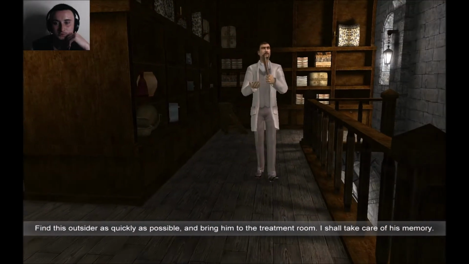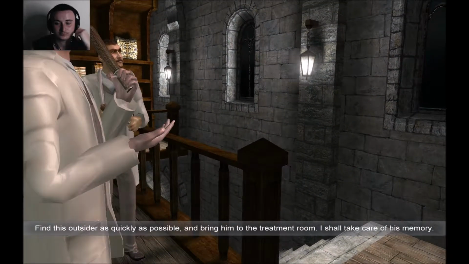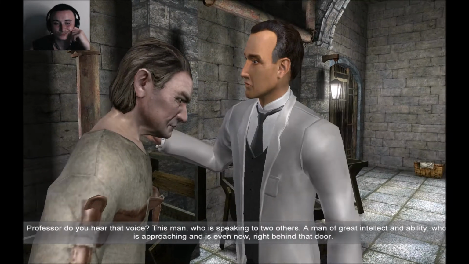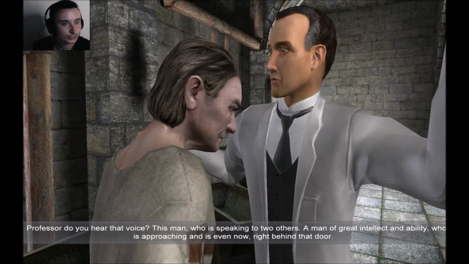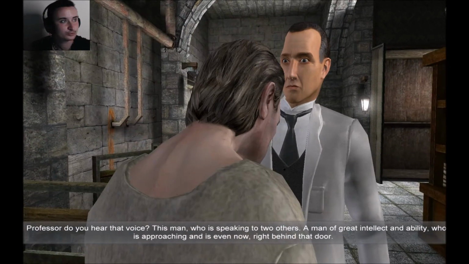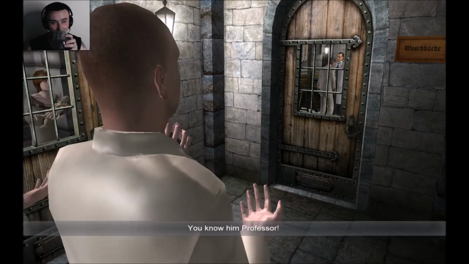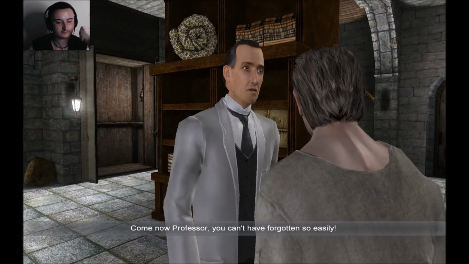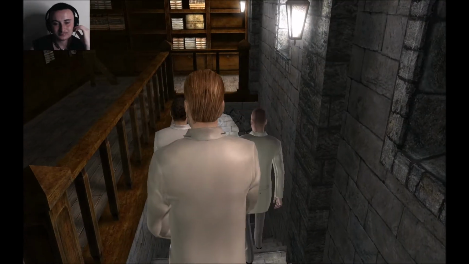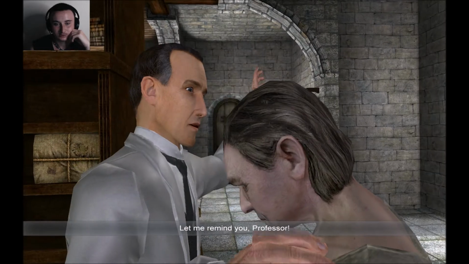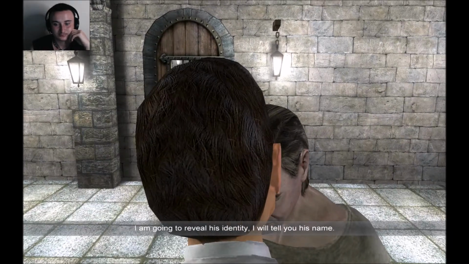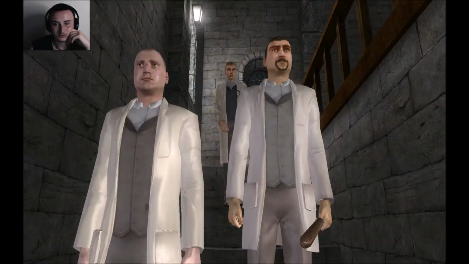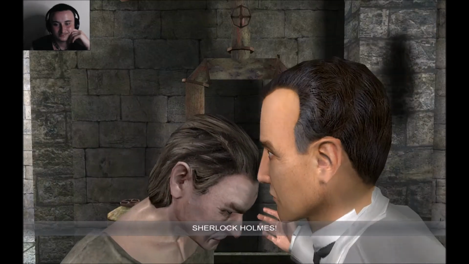Find this outsider as quickly as possible and bring him to the treatment room. I shall take care of his memory. Professor, do you hear that voice? This man who is speaking to two others, a man of great intellect and ability, who is approaching and is even now right behind that door. You know him, Professor. Come now, Professor. You can't have forgotten so easily. Let me remind you, Professor. I am going to reveal his identity. I will tell you his name. You know him well, Professor. He is... Sherlock Holmes.